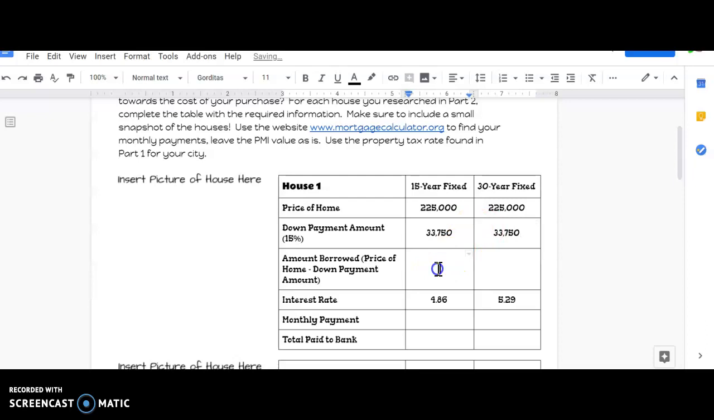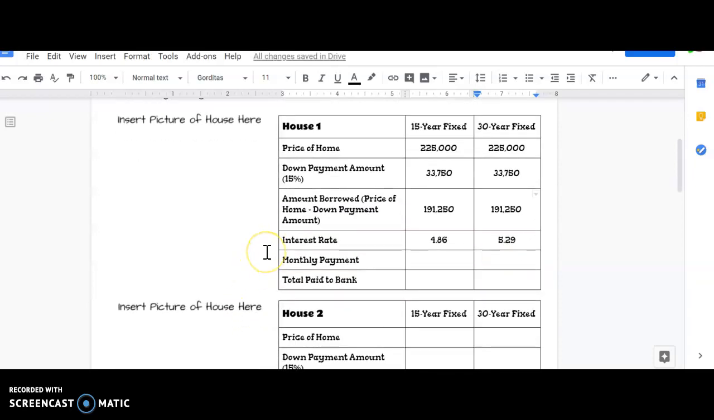Okay? So the amount borrowed, you're then going to take your price of your home and you're going to subtract your down payment. So if I do that, I get, for this house, $191,250. And again, that's going to be the same for both mortgages.